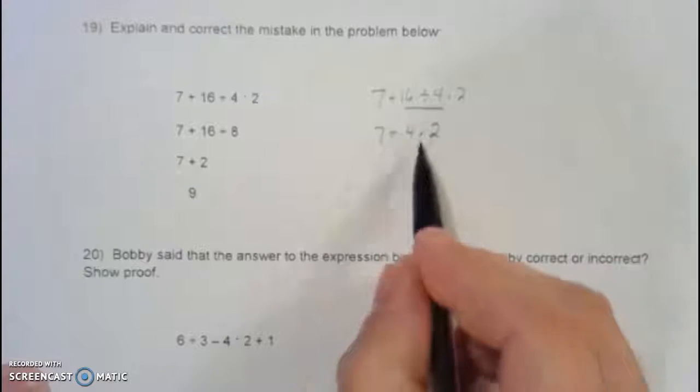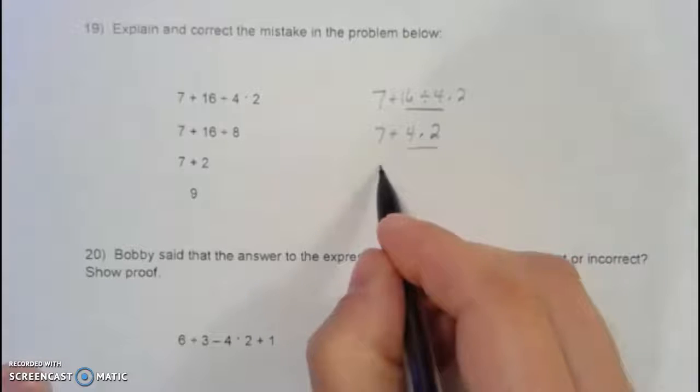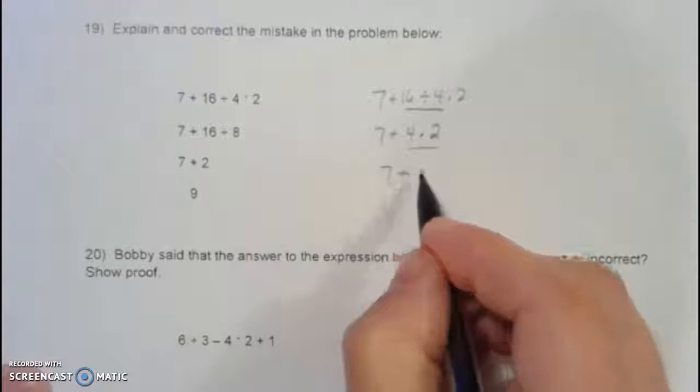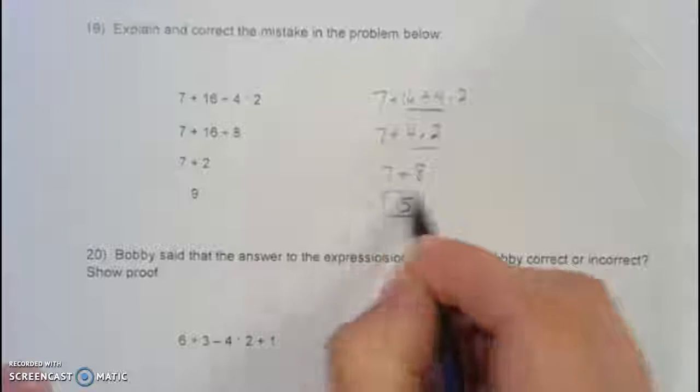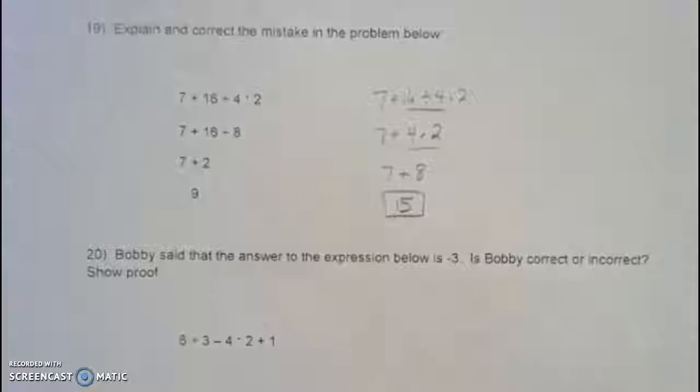Now between the addition and the multiplication, I'm going to multiply. 7 plus 4 times 2 is 8, and 7 plus 8 gives us an answer of 15. So pay close attention when you're working with your orders of operations.